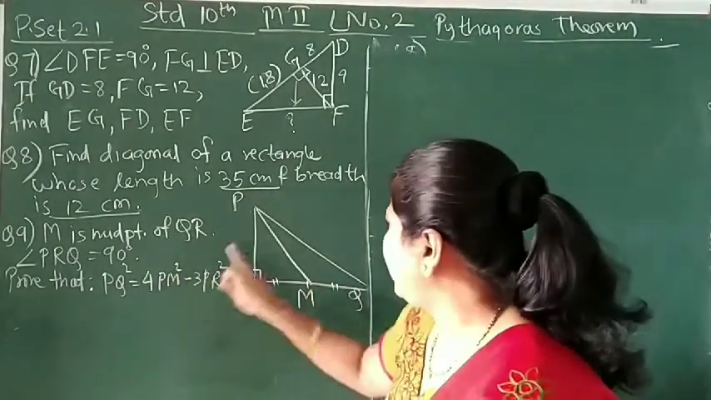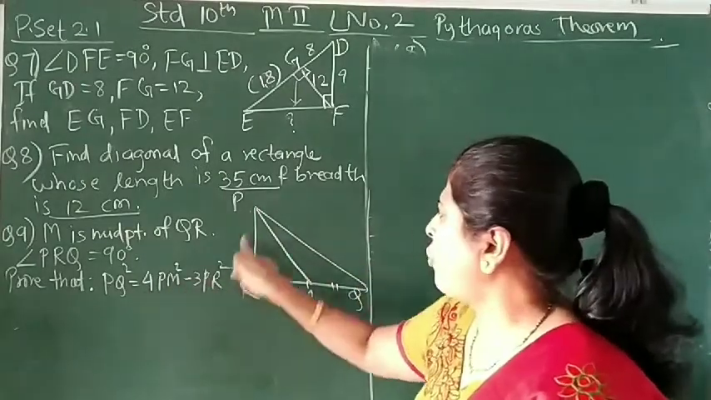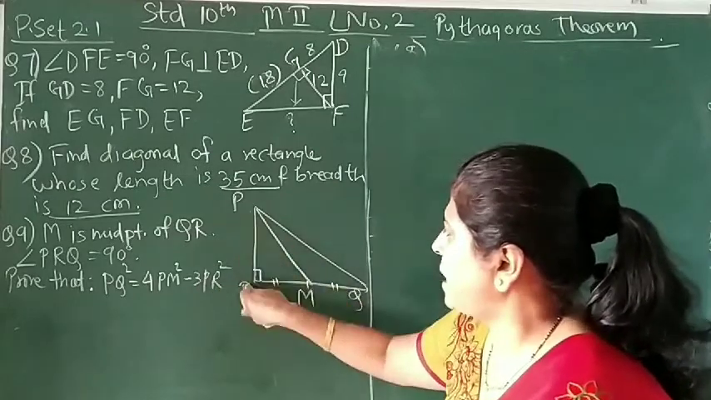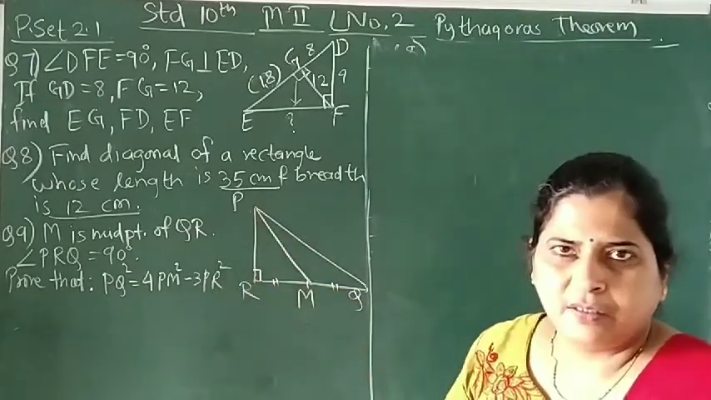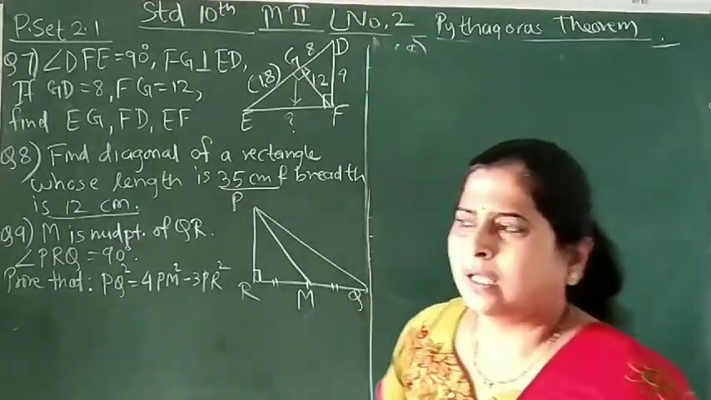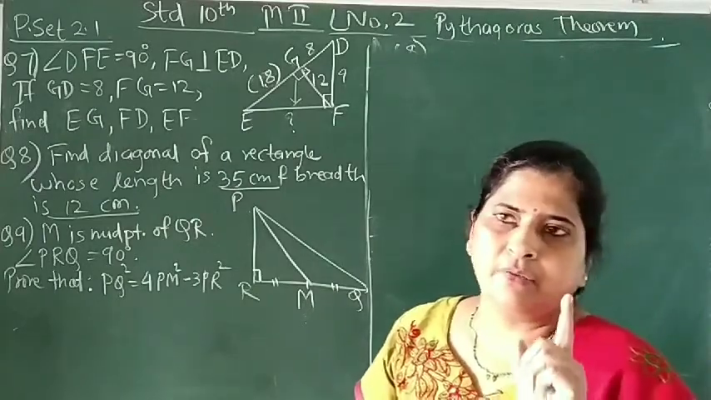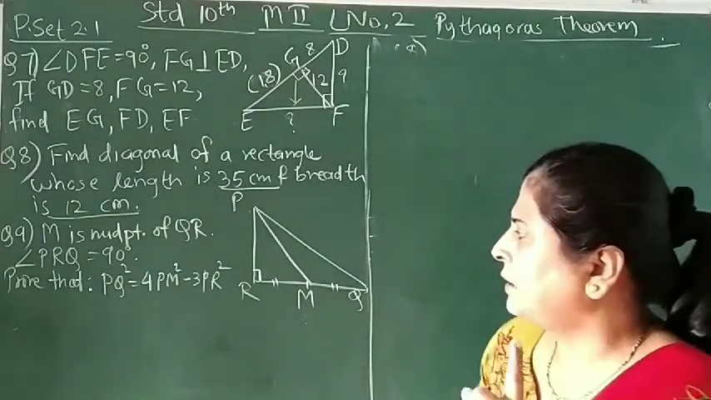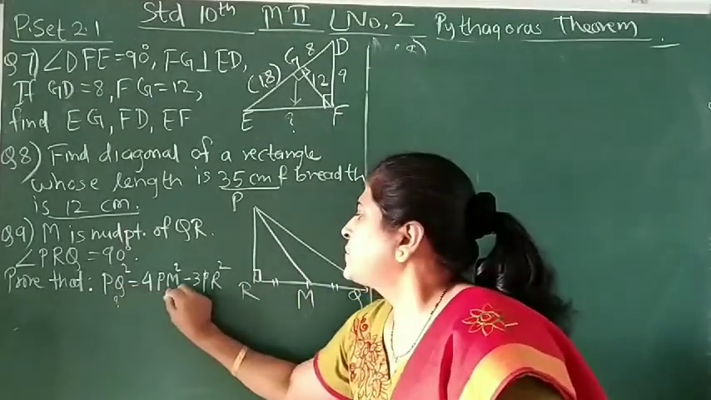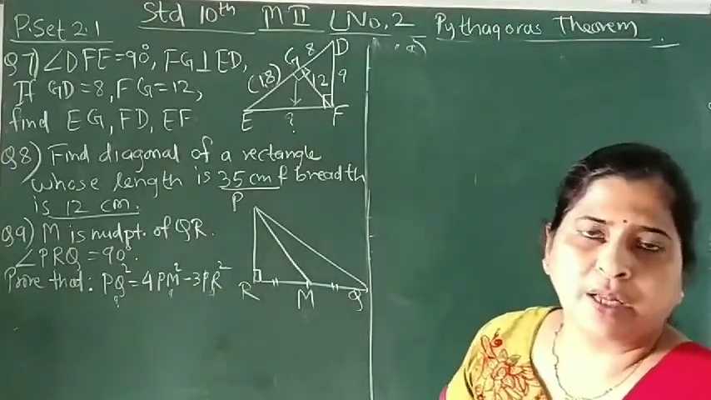Prove that PQ square is equal to 4 times PM square minus 3 times PR square. It's very confusing how we can get this, but I will give you one smart tip. First do the rough work, and in that try to get what PQ square is and what PM square is. Try to get these values and then see if you put them here, do you get it or not, and how you get it.